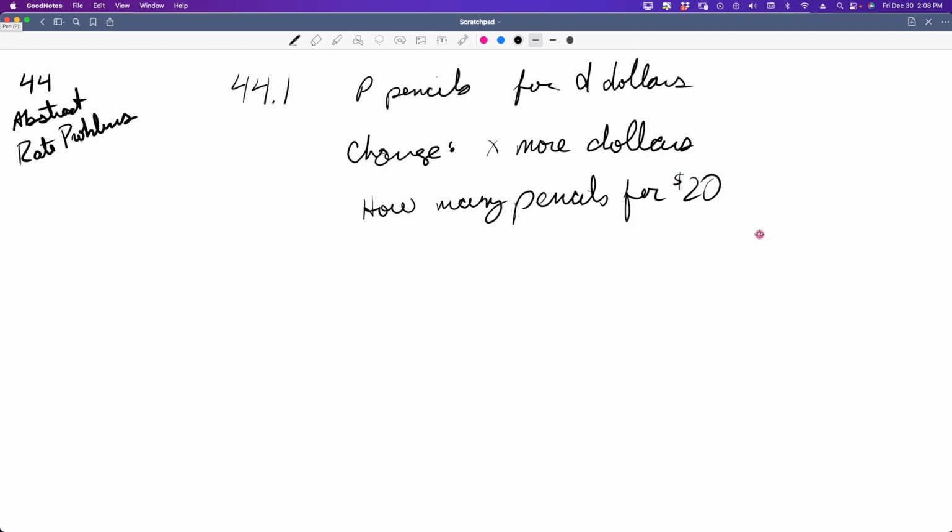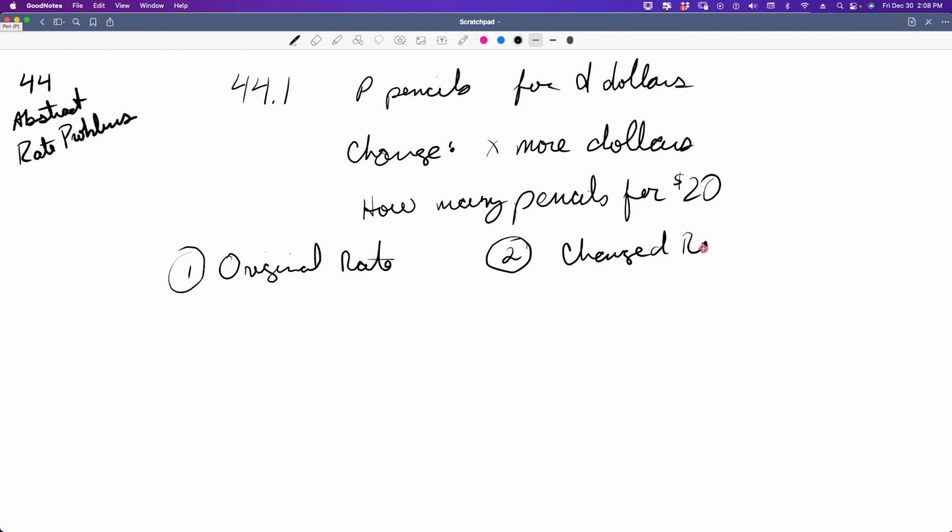All right, so this is all the information that we have. We know that he got P pencils for D dollars. That's our rate. So the first thing we're going to do is create an original rate, and then we're going to take into account the new or changed rate, and then we're going to use that information to solve. And we're going to pay attention to the terminology as we do this.